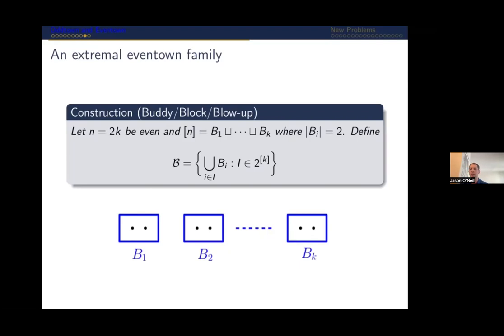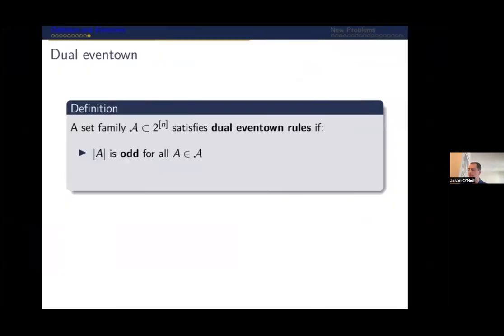You might wonder, what about dual eventown? So in dual eventown, all sets are going to have an odd number of elements, and all pairwise intersections are also going to have an odd number of elements. And why we call it dual eventown is I can take an eventown construction, like the one on the previous slide, and I can add an auxiliary element, you can think of it like n+1, to each set. That is going to cause each set to have an odd number of elements and each pairwise intersection to still have an odd number of elements.